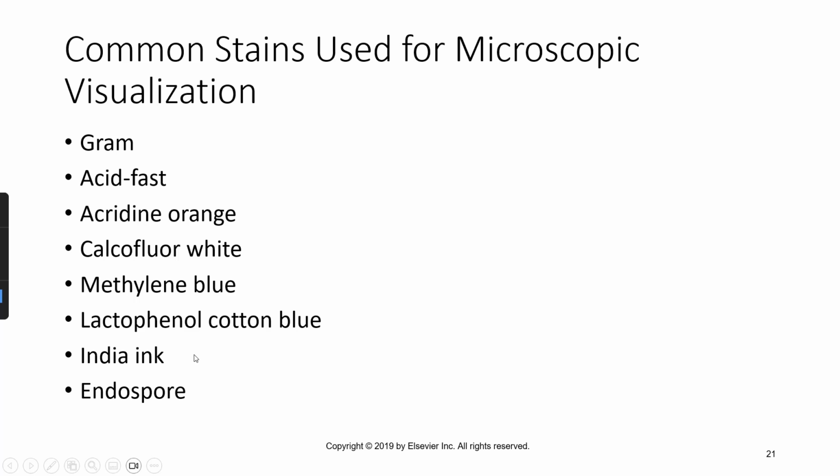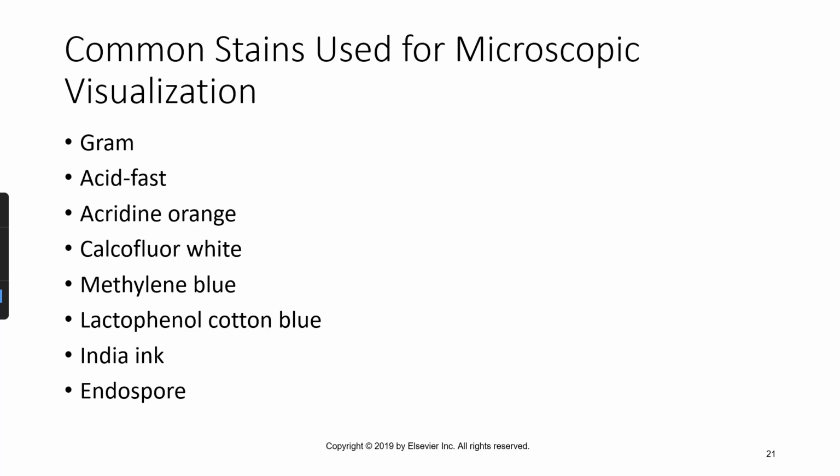India ink would be used to visualize the presence of a capsule. So if we have a very sick patient that is suspected to have meningitis and we get a cerebrospinal fluid specimen sent down to the lab, we would spin it down, smear it, and then we would use this negative staining technique because India ink is a negative stain.